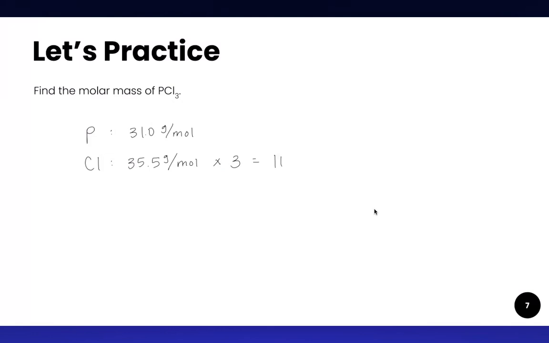There are 3 chlorines, so I'm going to have to multiply this one by 3, which equals 106.5 grams per mole. I'm going to add 31 to that. So the final answer is 137.5 grams per mole. And that is the correct number of significant digits, so I can just box my final answer.